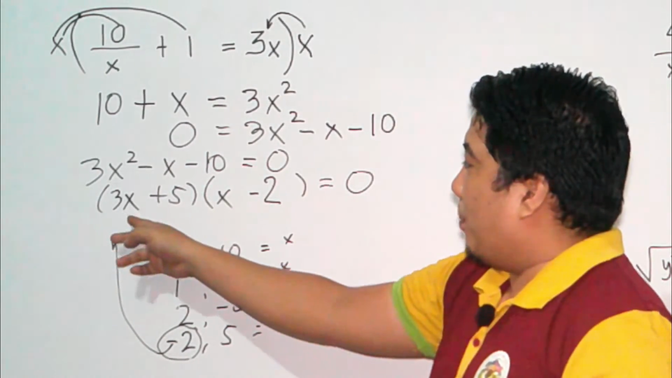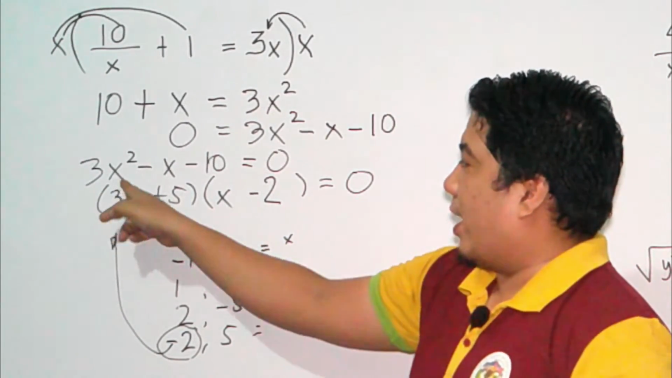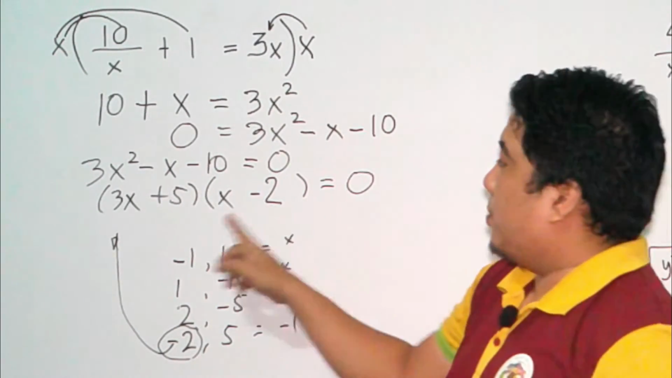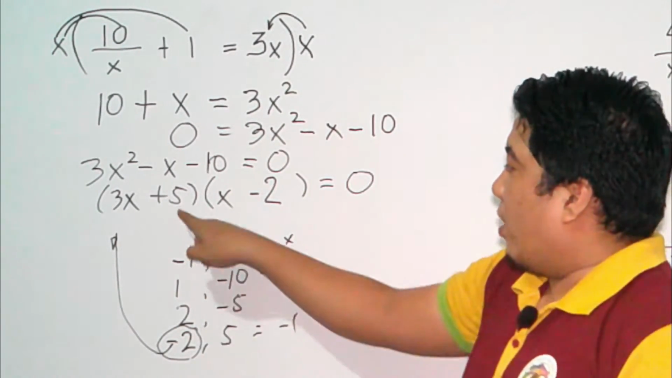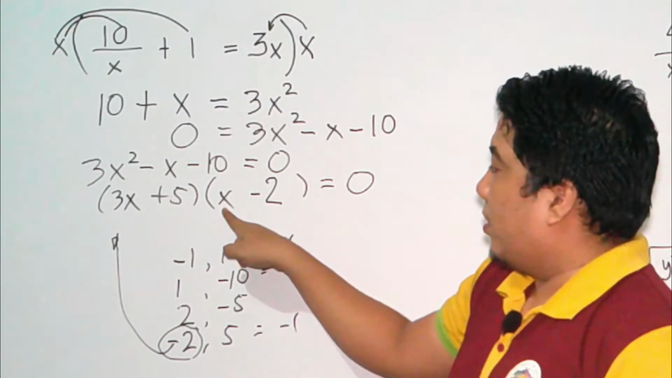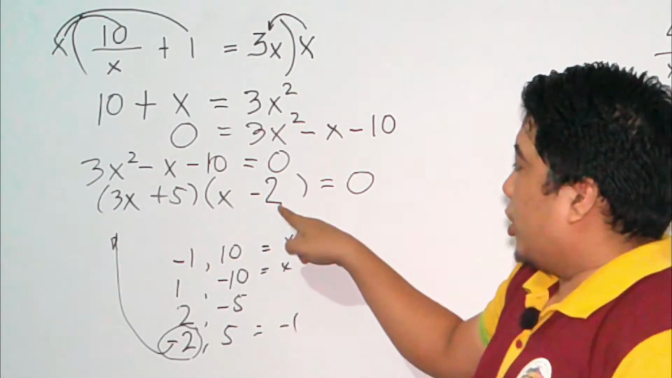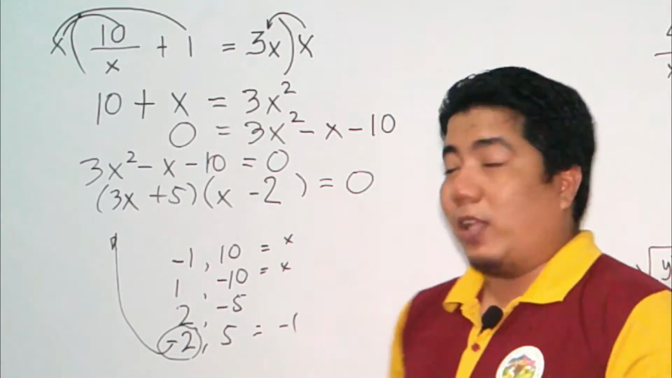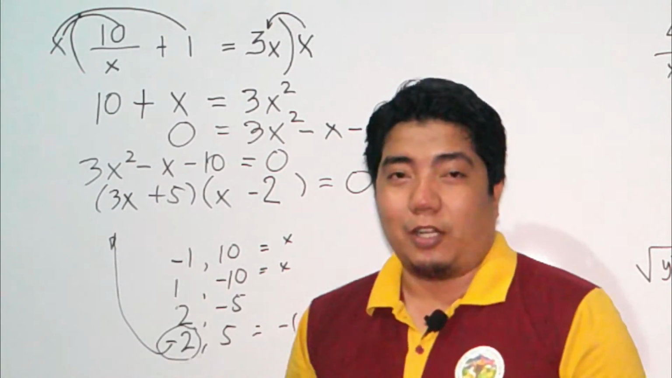If you try to multiply this one, that will give you 3x squared. If you multiply the last terms, it will give you negative 10. Now, if you multiply the inner terms, that is 5x. The outer terms, that is negative 6x. When added together, that is negative 1. Therefore, our factors are correct.